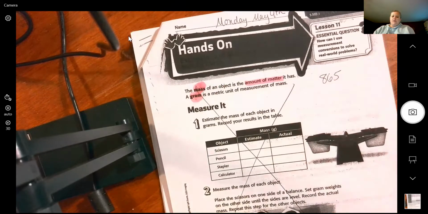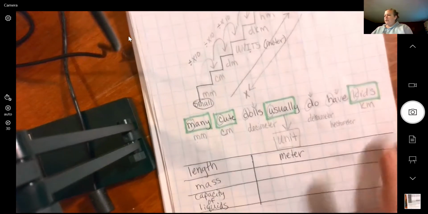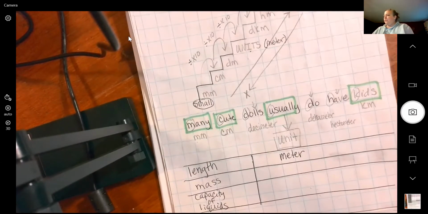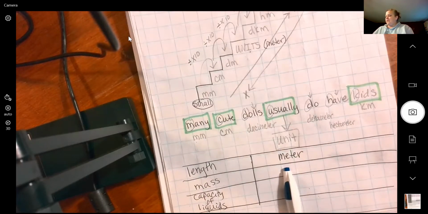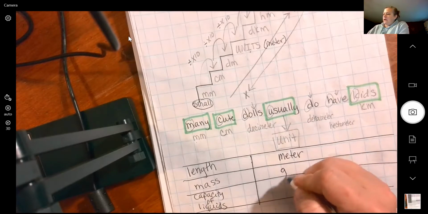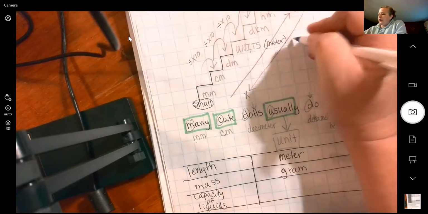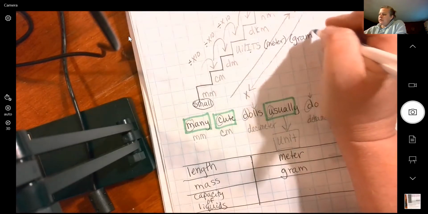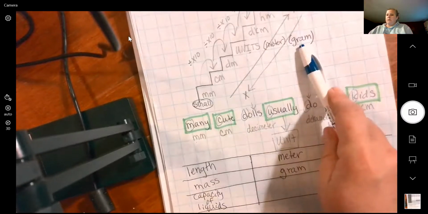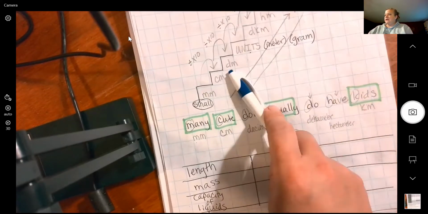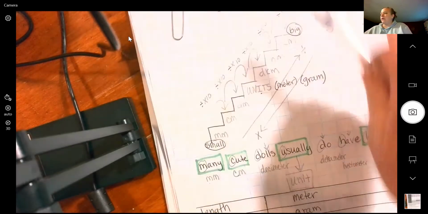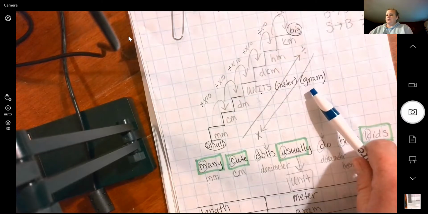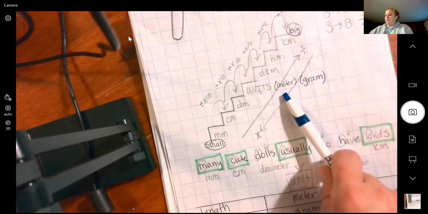That's the unit. So I'm going to come back here to mine. Remember I said we would use this for a long time. So we were measuring in length, and the unit in length is a meter. But we're measuring a mass. The unit we use is a gram. It's still a milligram, a centigram, a decigram, a decagram, a hectogram, a kilogram. But now we're grams, not meters.